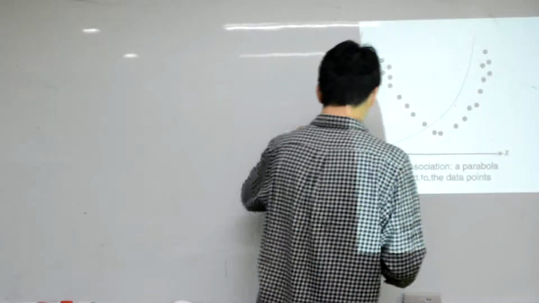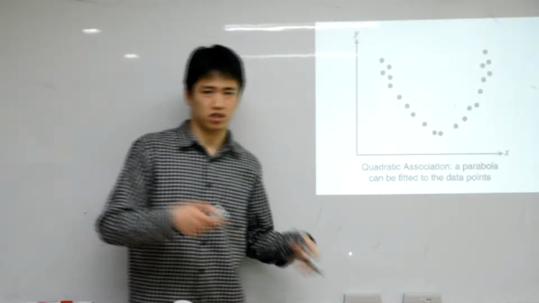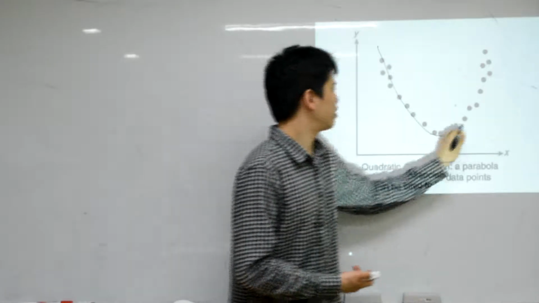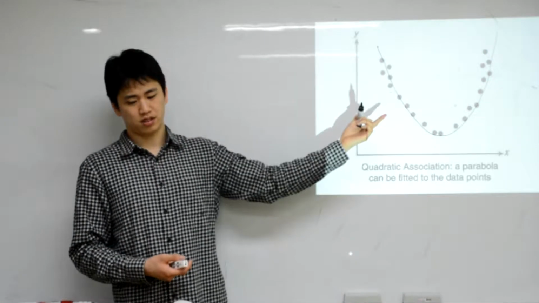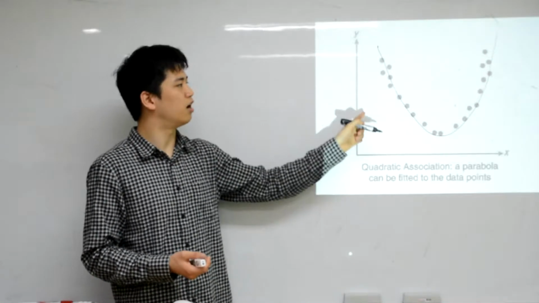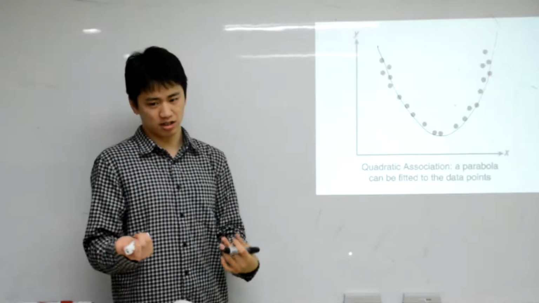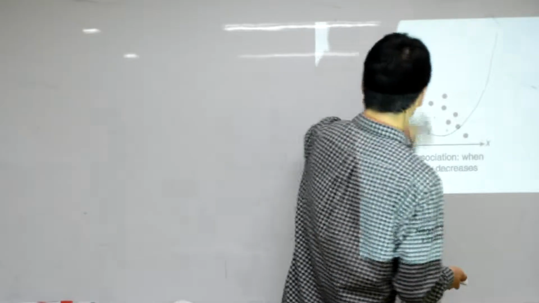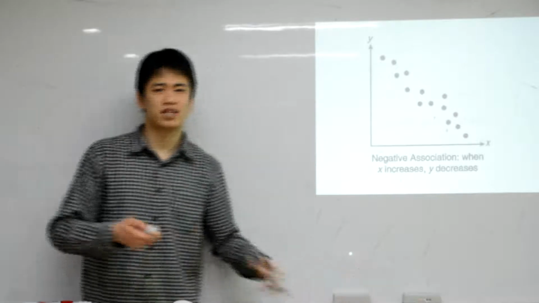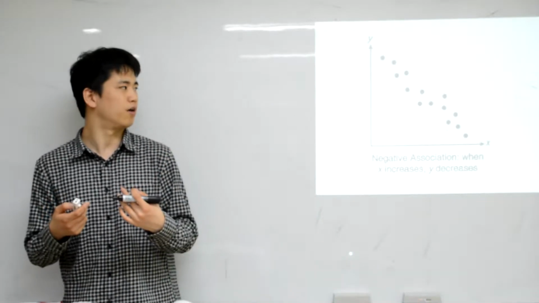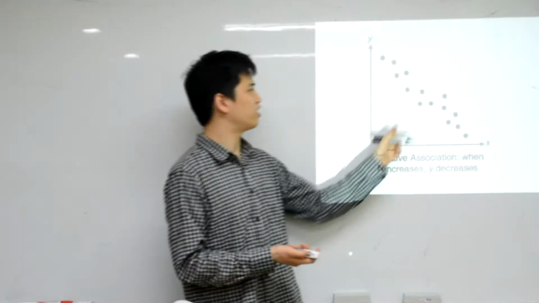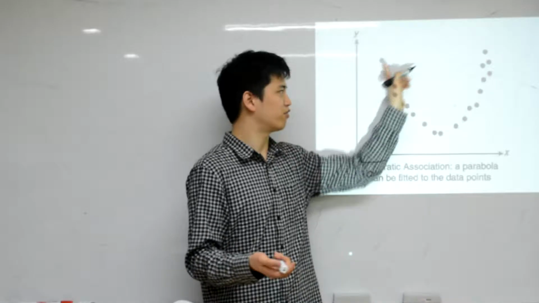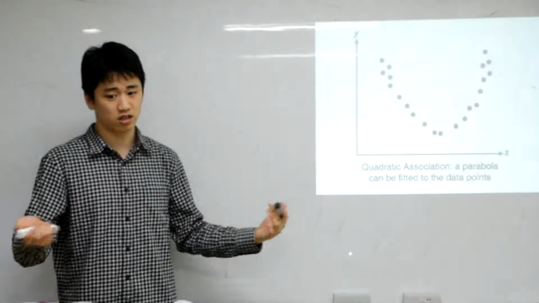Then we could have, for example, a quadratic association, or a quadratic relationship, right? So we see that we can fit a parabola to these data points. So in this case, that means that x and y have some kind of quadratic association. So remember, take note that positive and negative association really only make sense in the context of linear relationships. So when you have a linear relationship or a linear correlation, it can be either positive or negative. But that wouldn't really make sense in the context of quadratic equations.